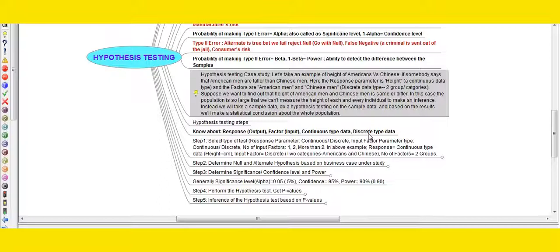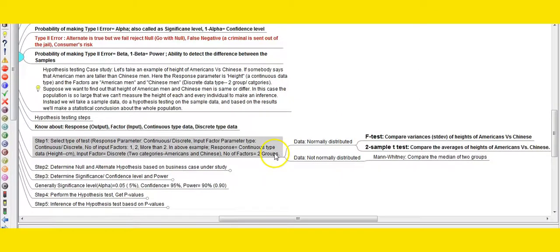Normally we must be aware in the beginning what the response Y and X are and what the type of data is. If we don't know these Y, X and type of data, then we can't move ahead with hypothesis testing. Step one is the selection of the type of test. Based on the Y and X, the type of data, whether it is continuous or discrete, and how many factors there are, 1, 2, 3, 4, we decide what type of test we are going to do on these sample data for the X factor.